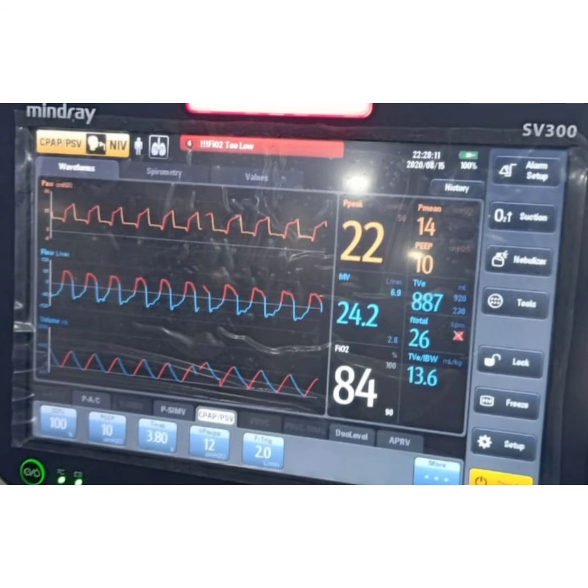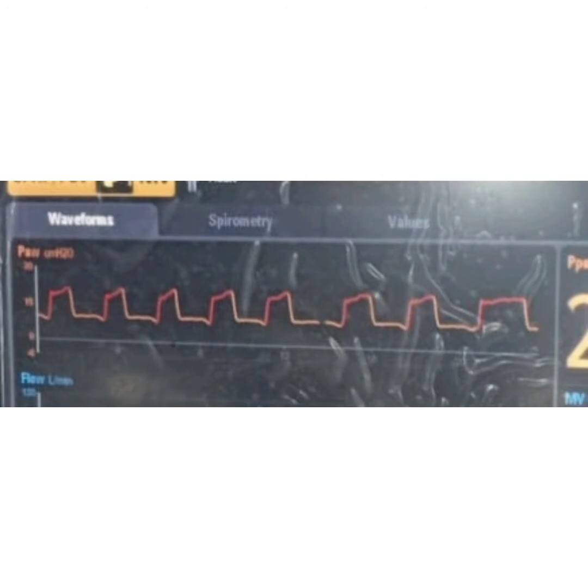In this video, we can see three waveforms on the monitor: the top one, middle one, and lower one. The top one is pressure versus time. The middle one is flow versus time. The lower one is tidal volume. To understand these waveforms very clearly, let's go step by step.